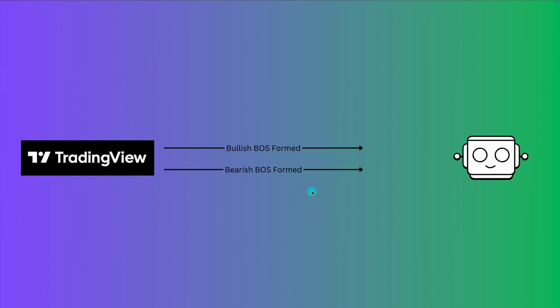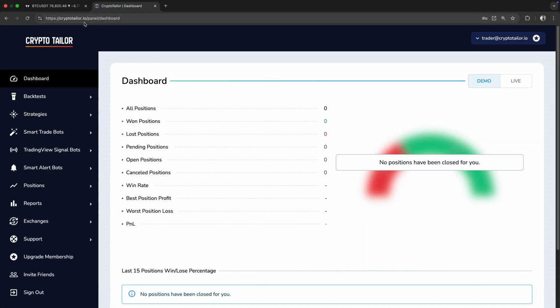To create our bot, I use CryptoTailor.io. This platform allows us to create TradingView signal bots and has the capability to run strategies in demo mode using virtual money in real market conditions, as well as live mode to securely connect to our exchange and execute trades on our behalf using an API key. We'll get to that part later. For now, we want to run our bot in demo mode to test the strategy using virtual funds.